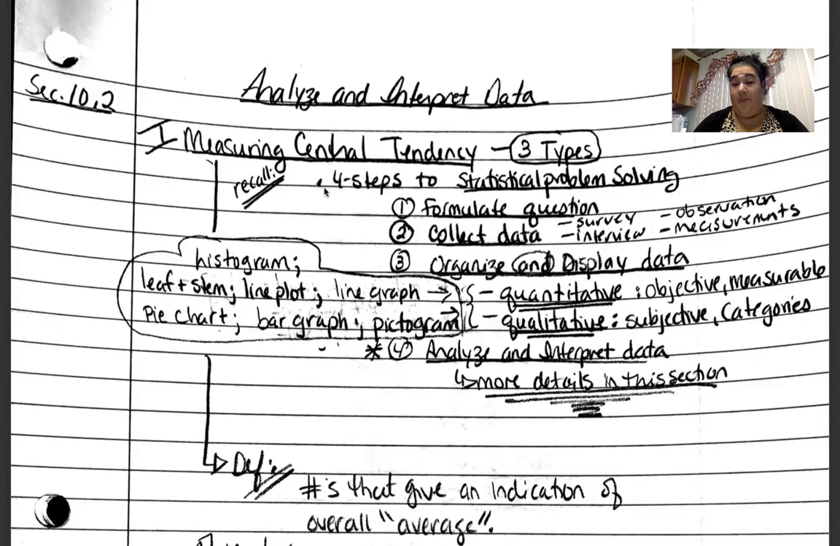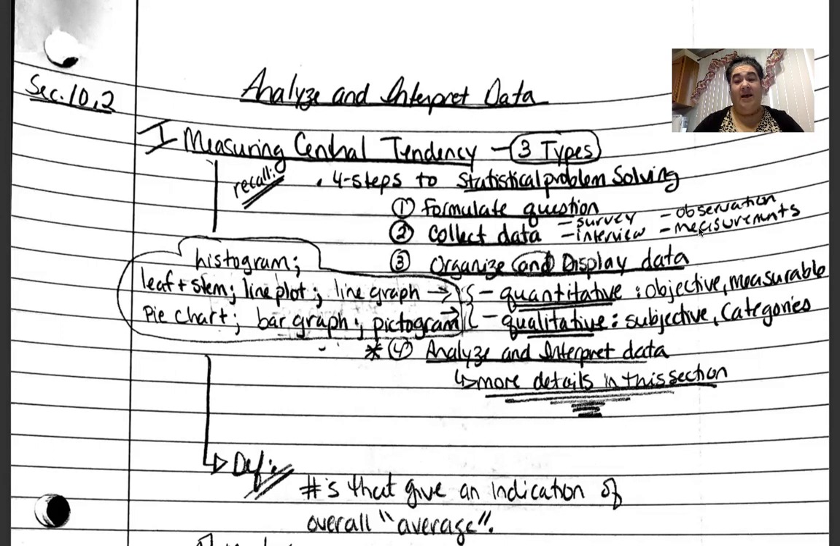And we talked about how you're going to formulate questions. Usually they come from daily life. You're going to collect data. We discussed that there are various methods that you can use to collect the data: survey, interview, observation, measurements. We talked about how you have to decide what group you're collecting this data from. Is it sample data or is it population data?